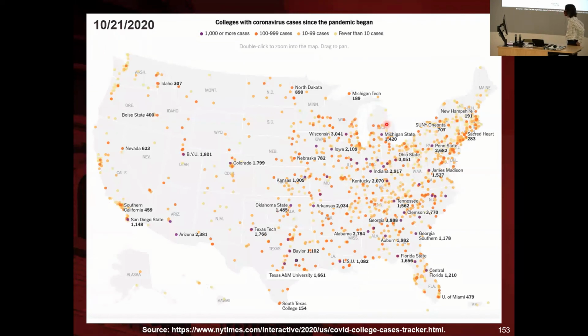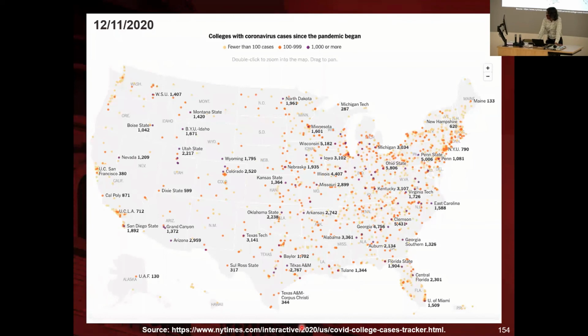And this was data from college coronavirus cases. And the latest update is from December. So this one was from October 21st. So here at Texas A&M, we had 1,661 cases. And then in December, 2,767 cases. And if you go back to this website, at least last week when I looked at it, that was the latest update, December last year.